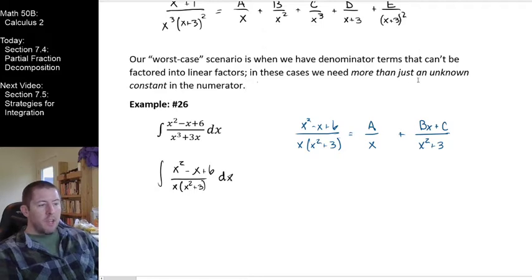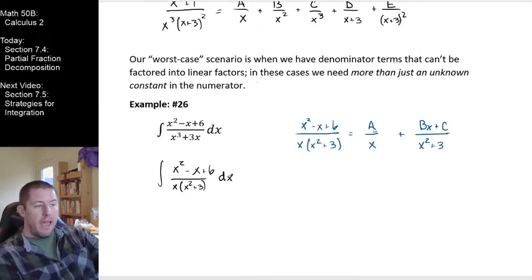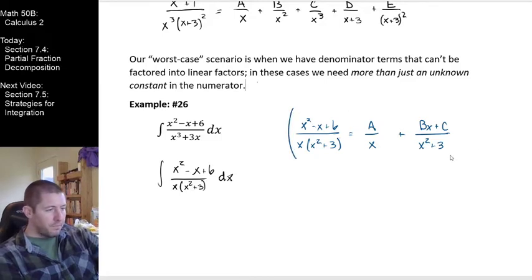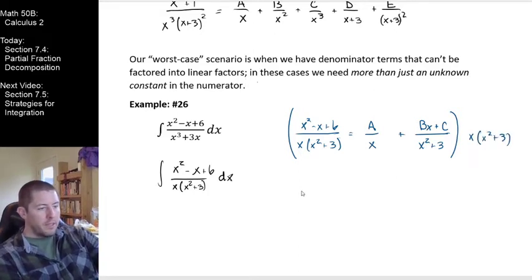Now let's see if we can determine what a, b, and c are so that we can proceed with our integration. I'm going to multiply this whole thing by x times x squared plus 3. In doing so, I get x squared minus x plus 6 equals, again, x cancels with x on the a component, but the x squared plus 3 is still multiplying a.